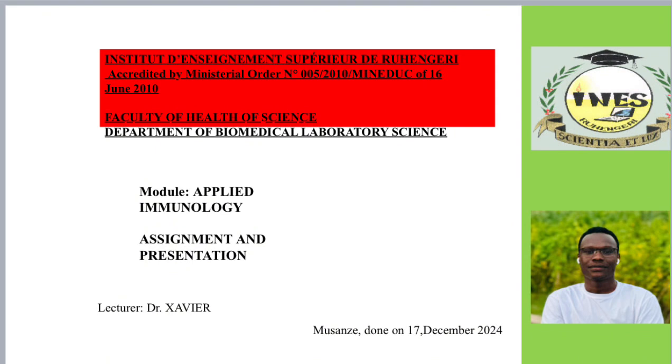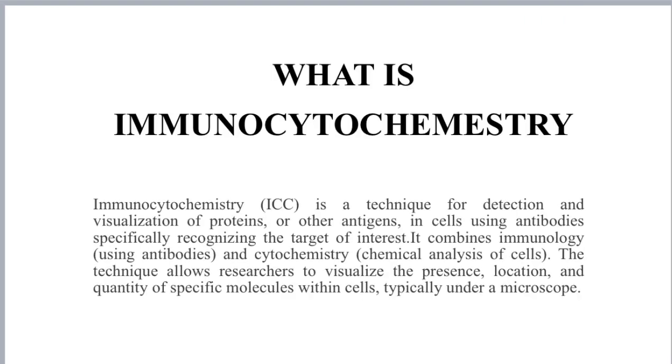I would like to present my topic, which is about questions 28 to 30. What is immunocytochemistry? Immunocytochemistry comes from two words: immuno, which has something to do with antibodies, and cytochemistry, which deals with antigen-antibody reaction.